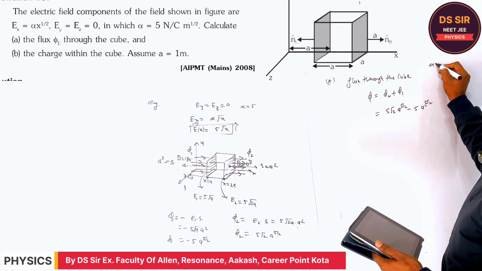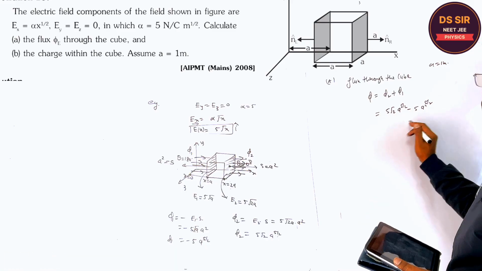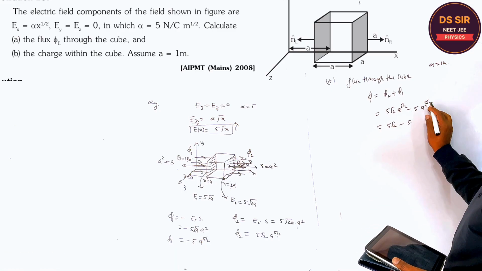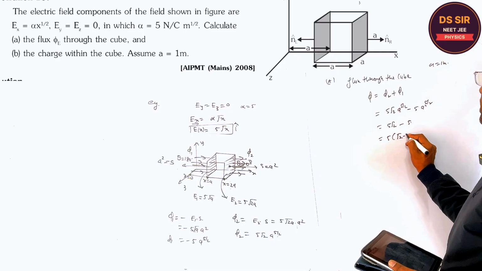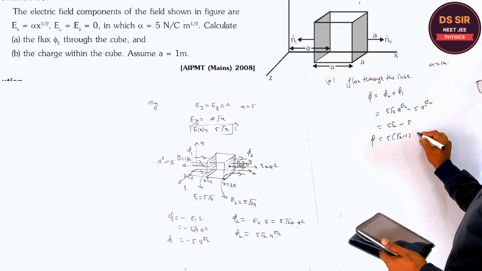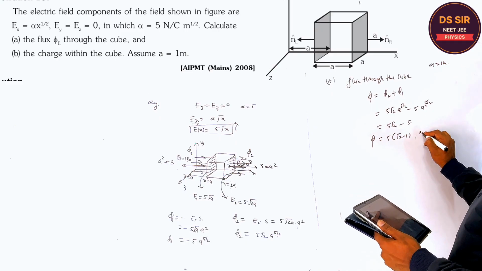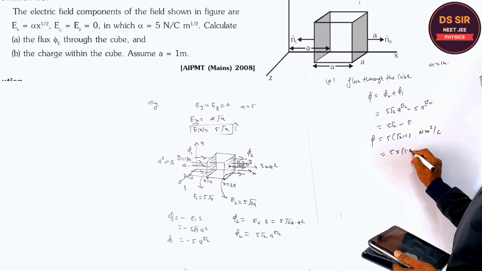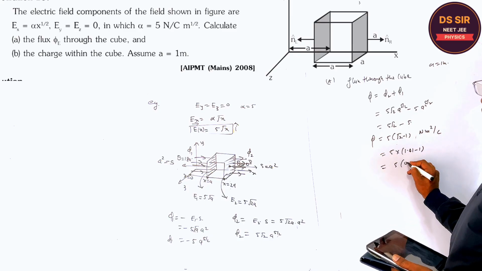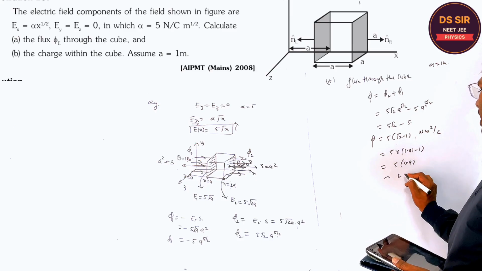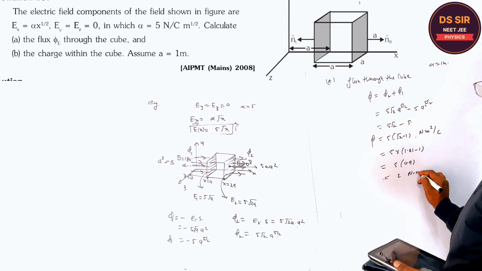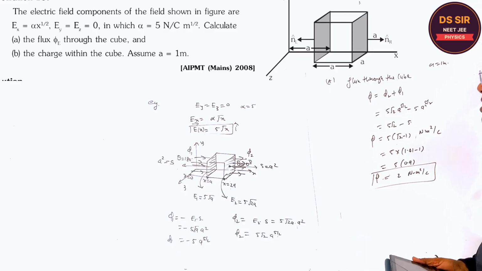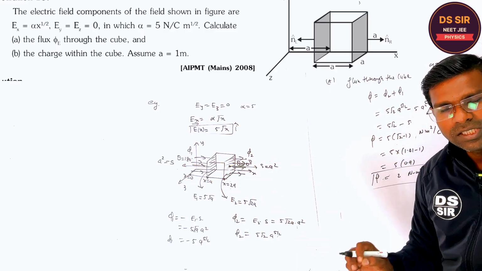Okay, the value of a is also given, 1 meter, in the last. So it is 5 root 2 into 1 to the power 5 by 2 minus 5 into 1 to the power 5 by 2, that is 5 into root 2 minus 1. Flux unit is Newton meter square per coulomb. It is approximately 1.41 minus 1, right? Approximately 2 Newton meter square per coulomb. This is the flux linked with this cube. You understand or not, you tell?